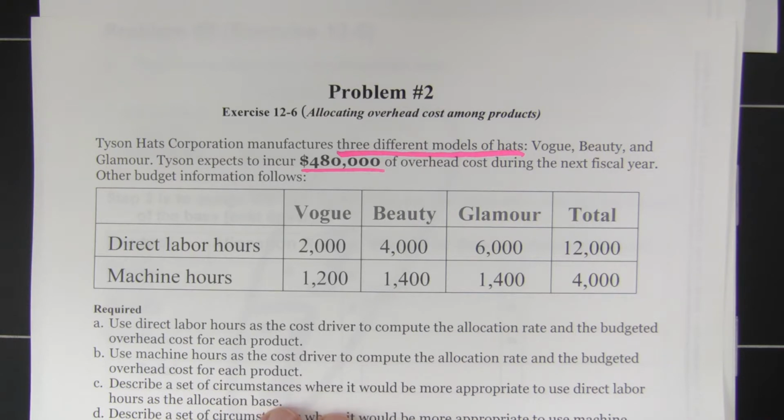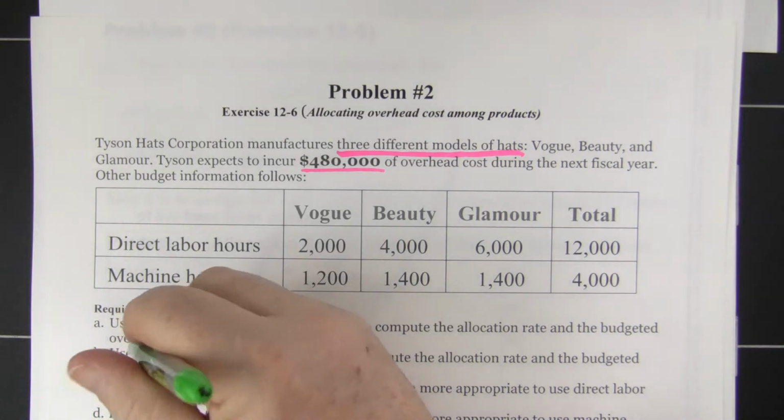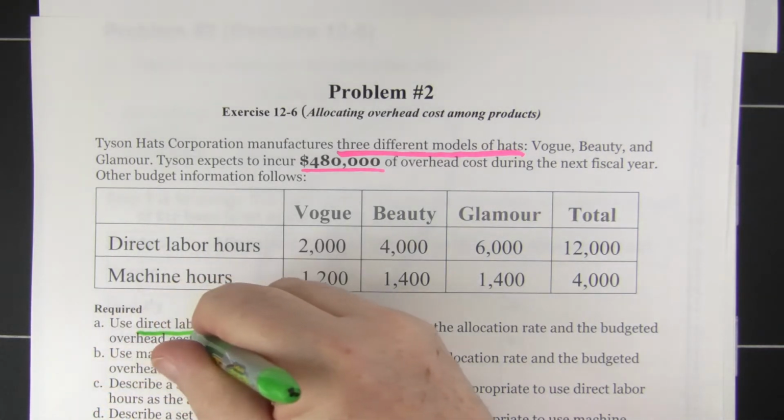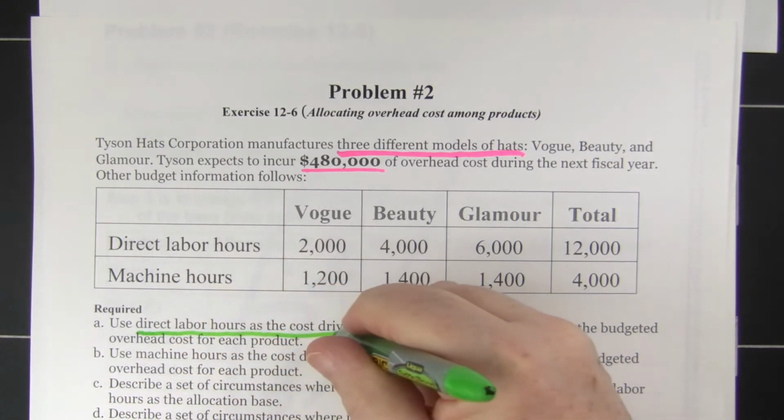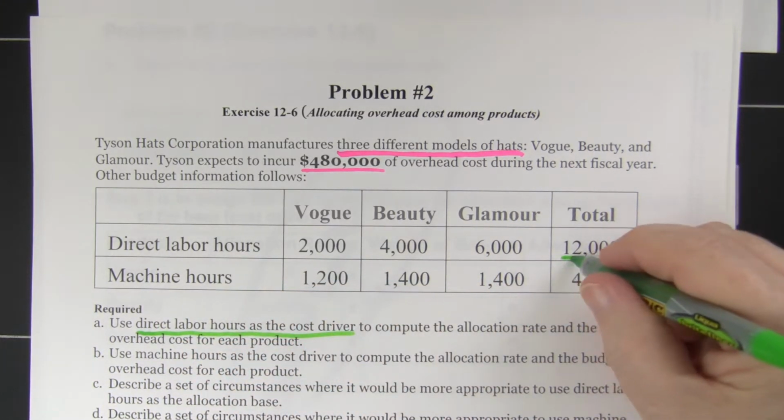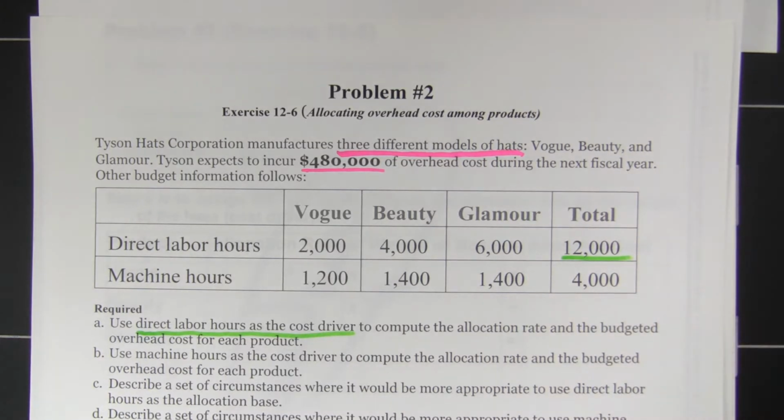So this company has gotten together and they've said, well, based on this, we think that direct labor hours are the best driver. And what they mean by that is that for every hour they have a person working, they're using up overhead. So they're going to use that as their overhead driver.